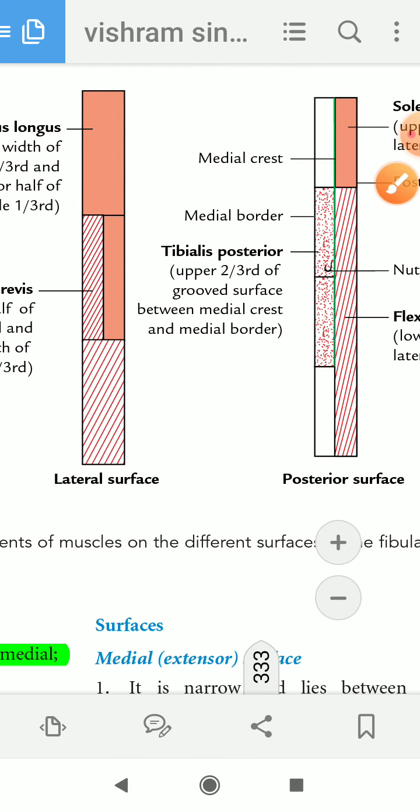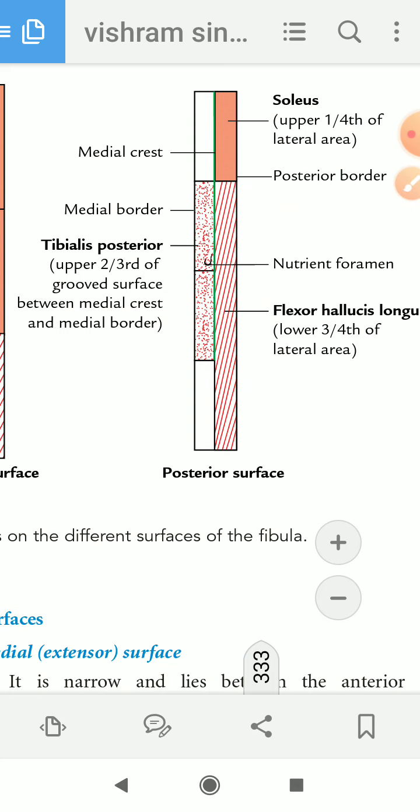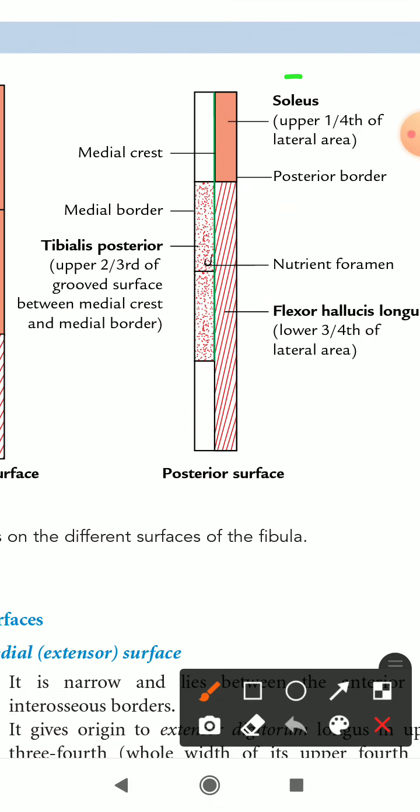In the posterior surface, in the upper 1/4 area, there is attachment of the soleus muscle, and the upper 2/4 of the grooved surface between the medial crest and medial border, there is tibialis posterior, and lower 3/4 of the lateral area, there is flexor hallucis longus.